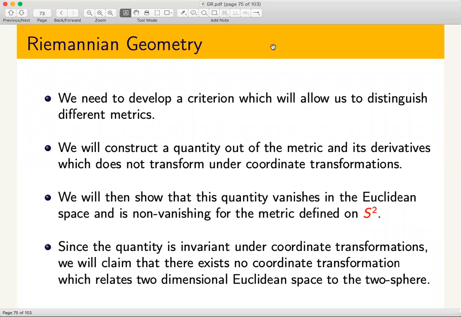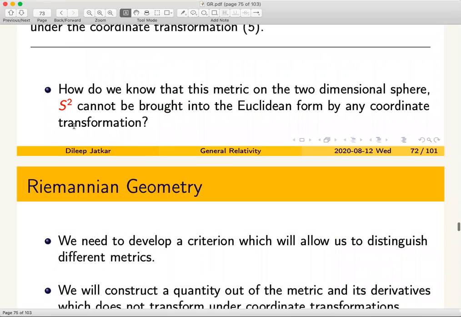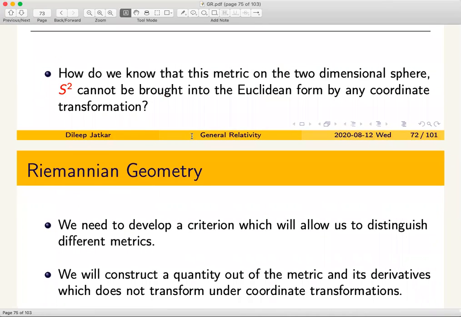Okay, so in the last class we were discussing Riemannian geometry, and we discussed the metric on the two-sphere S2, and we wanted to know how the metric on S2 is different from the metric on, say, Euclidean space. By Euclidean I really mean flat space.